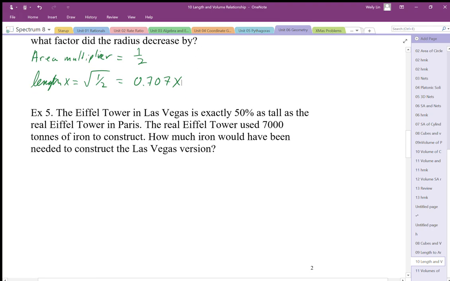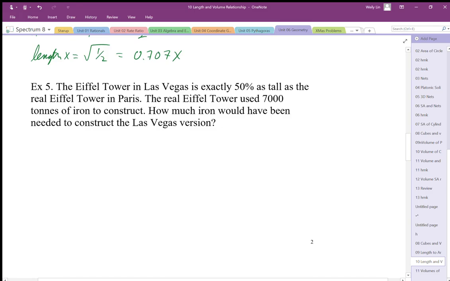So the Eiffel Tower in Las Vegas. They have an Eiffel Tower that's exactly 50% of the real Eiffel Tower in Paris. Okay, so I've got an Eiffel Tower. I don't know what that looks like. I can't really draw an Eiffel Tower. I'm going to try. Okay, so the real Eiffel Tower uses 7,000 tons of iron to construct. How much iron would have been needed to construct the Las Vegas version?